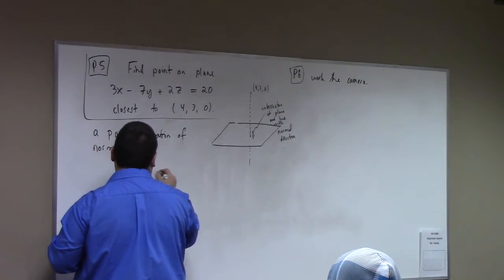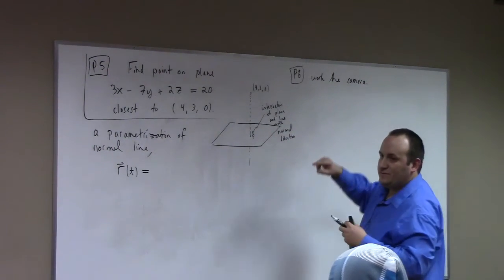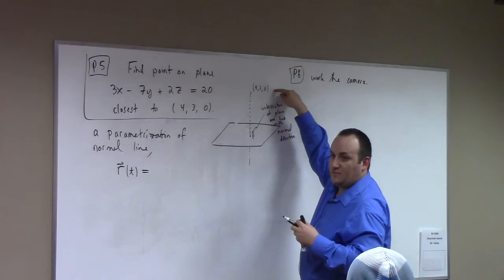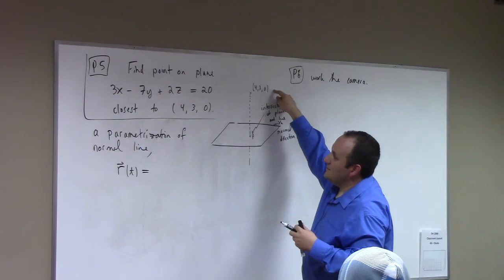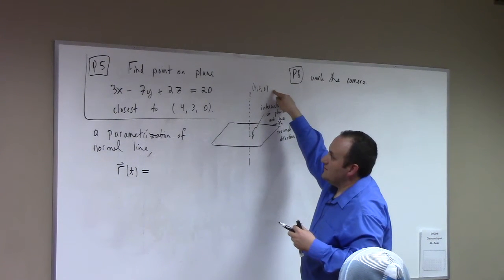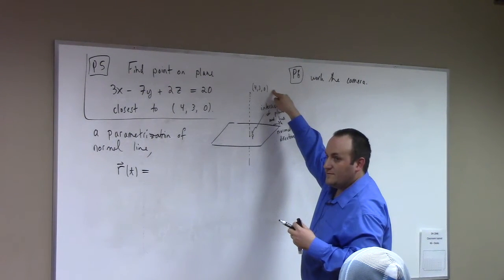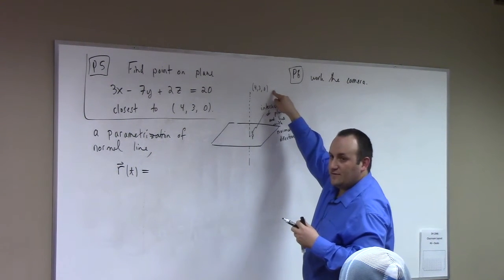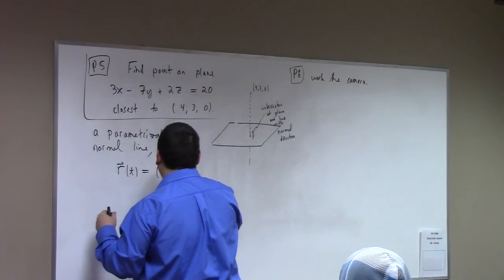What's a point on the normal line? We're not interested in just any normal line. We're interested in the normal line that goes through the given point, right? This given point off the plane, (4, 3, 0). Please tell me that point is off the plane. 12 minus 21 is what? It's minus 9, right? It's minus 9 equal to 20? Phew, okay, it's not on the plane. Good. If it's on the plane, then the problem becomes, well, easier.